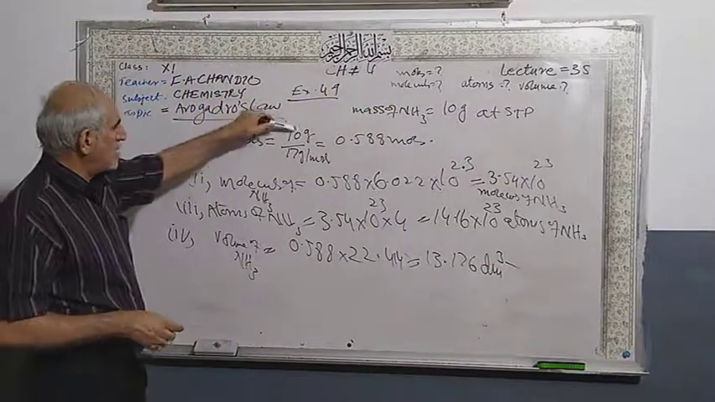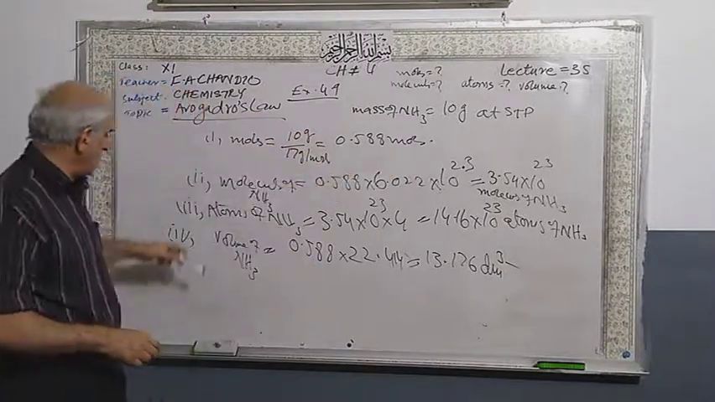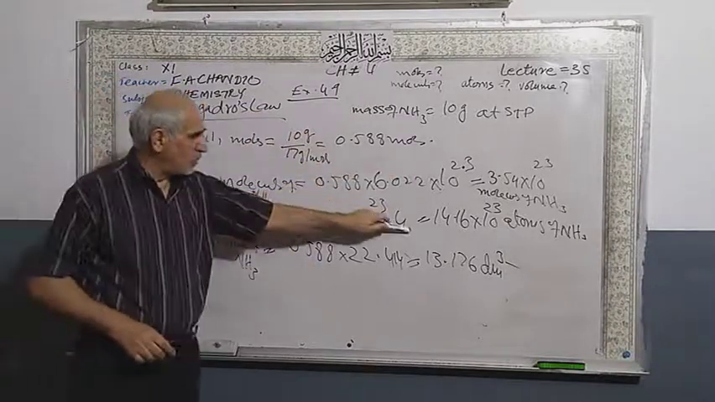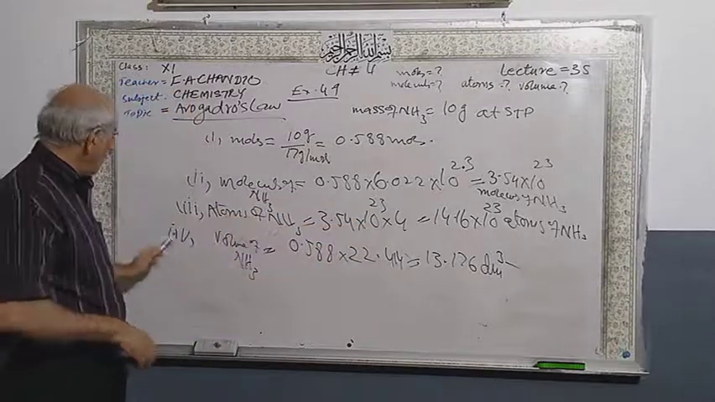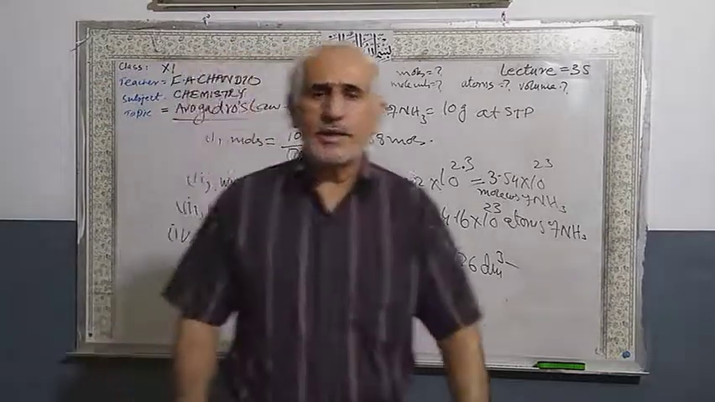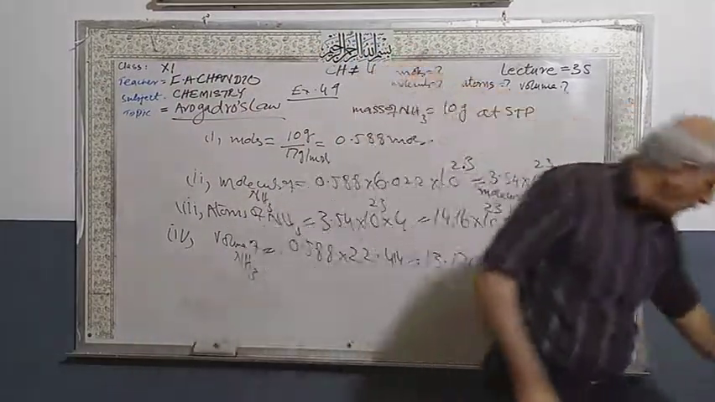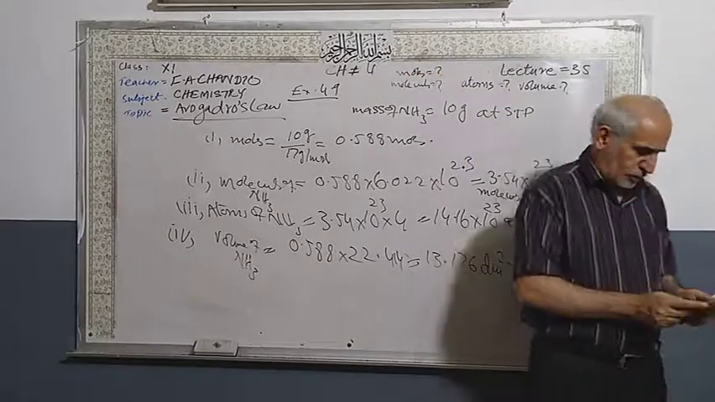These are the 4 answers. First, moles: mass in grams per molar mass. Molecules: moles multiplied by Avogadro's number. Atoms: molecules multiplied by atomicity 4. Volume: moles multiplied by the molar volume at standard temperature and pressure. You will calculate the volume.